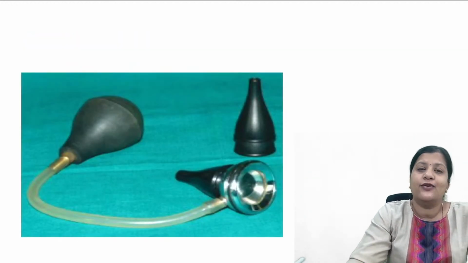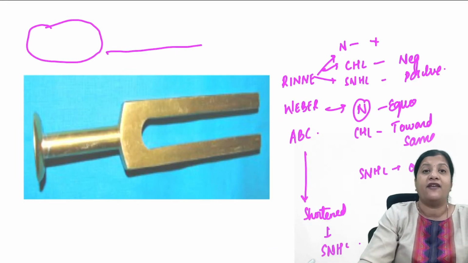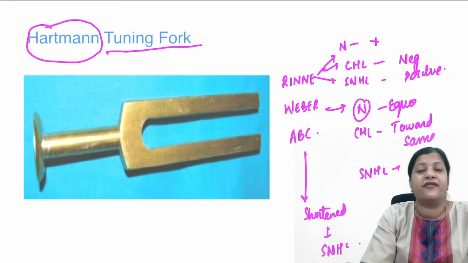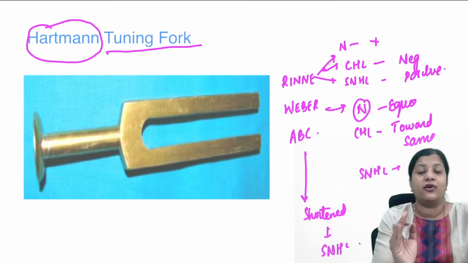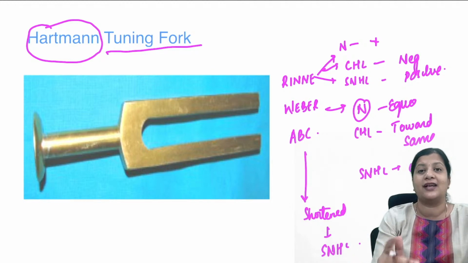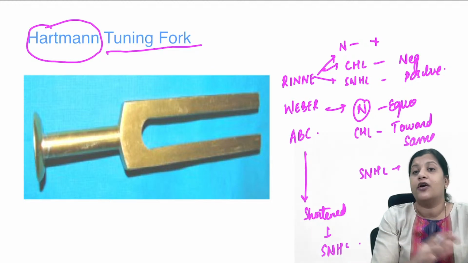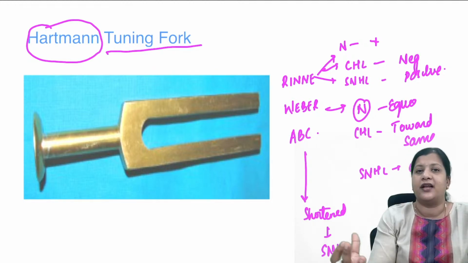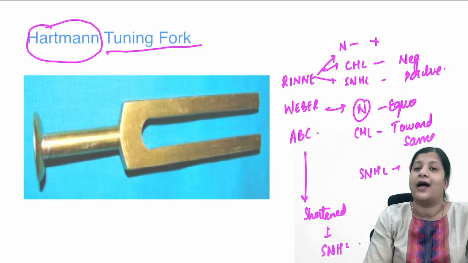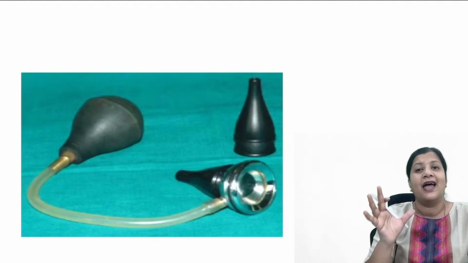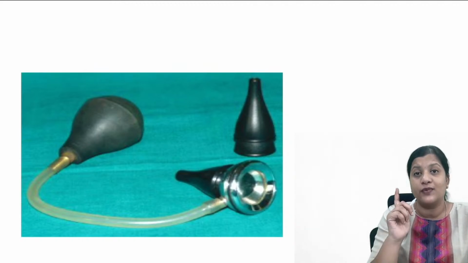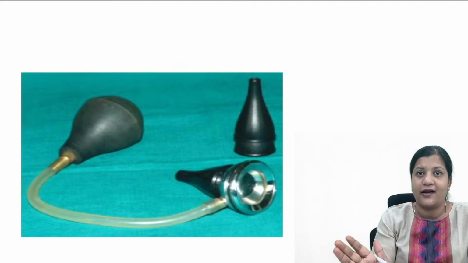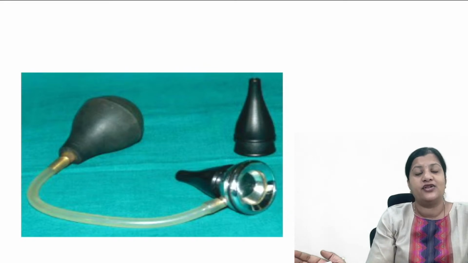So most commonly used frequency is going to be 512 hertz because that's the frequency where there is maximum resonance. And second thing, it falls midway between our speech frequencies, which is why we use the 512 hertz tuning fork. So that is why we use Hartmann's tuning fork 512 hertz. Of course, we use 256, 512, and 1024 as a routine for evaluation of tuning fork test.